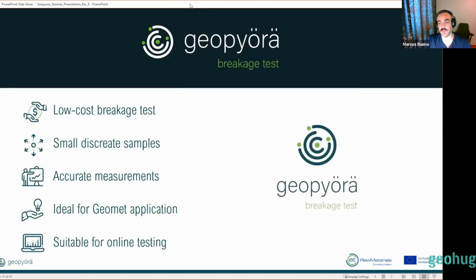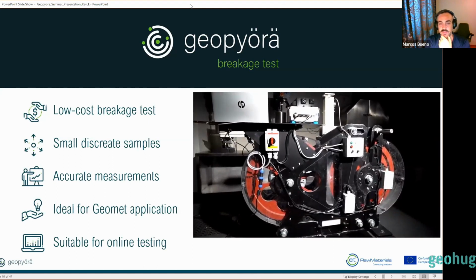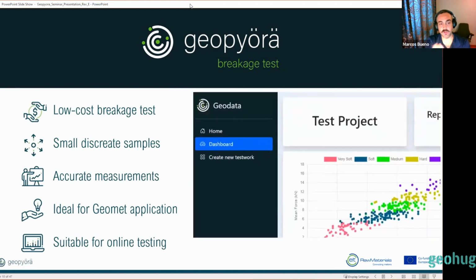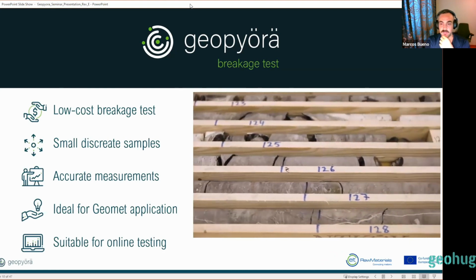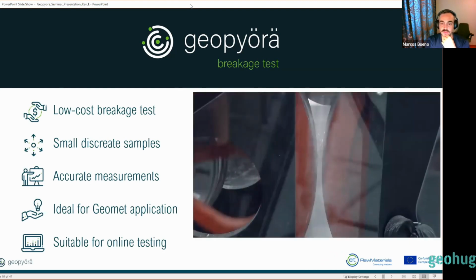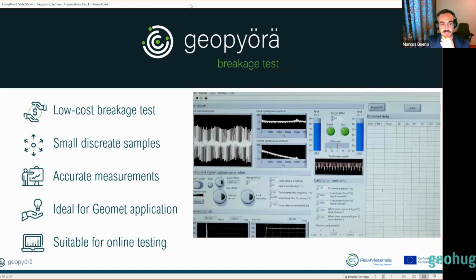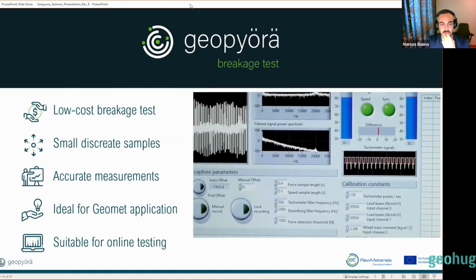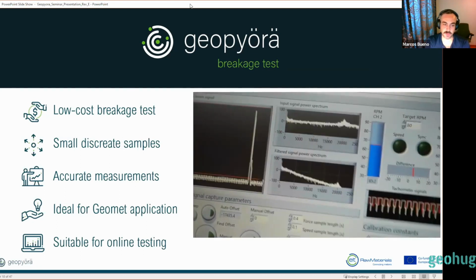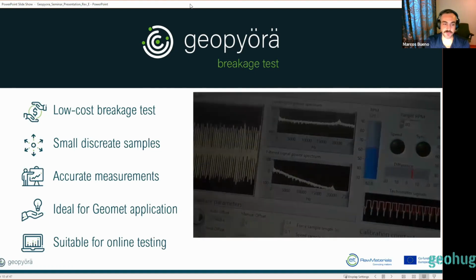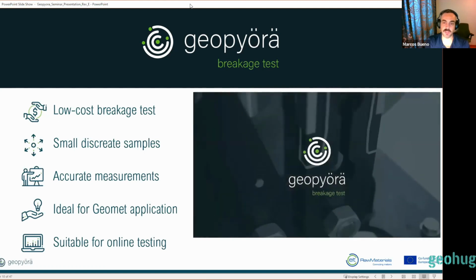But for that, you would need a low-cost breakage test. There you can see the Geopyörä, which is in Brisbane, this one, used to test small discrete samples. We are proposing to test the same short interval sections of 1.5 meters that are used for geochemical assaying, do very accurate measurements with Geopyörä, and then generate a large volume of data, which would be ideal for geometallurgical applications. And now we are even trying to push it forward and develop an online testing device, a sensor, and I will mention more about that at the end of the presentation.